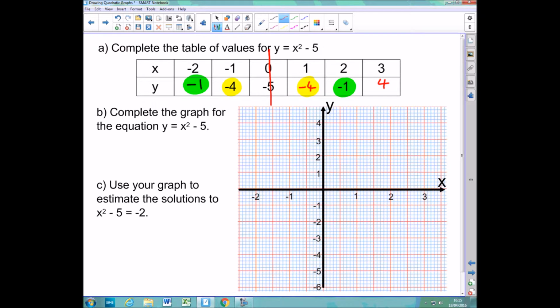side of that line. So after I've completed the table, just like the straight line graphs, I'm going to plot my coordinates. So first off, I'm going to plot minus 2, minus 1. Then minus 1, minus 4. Then 0, minus 5. Then 1, minus 4. Then 2, minus 1. And then 3, 4.